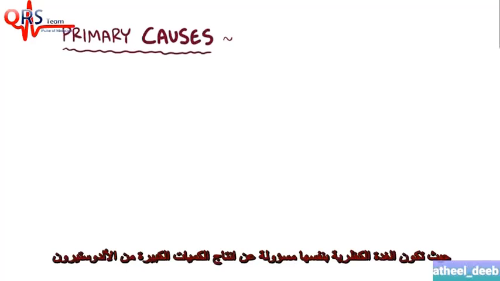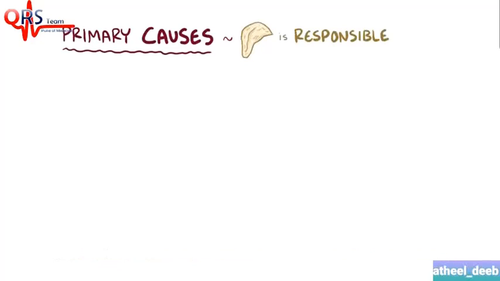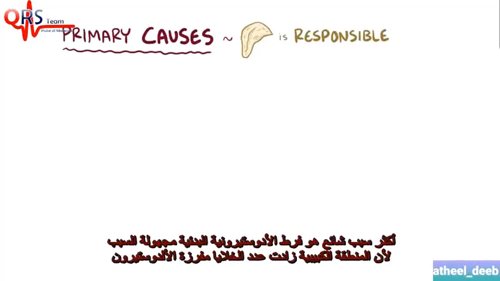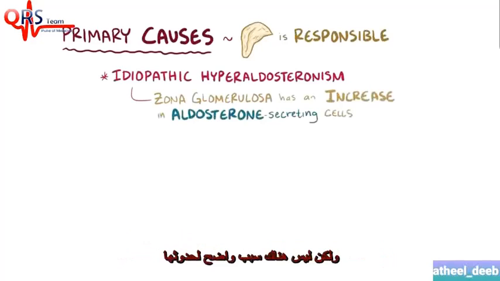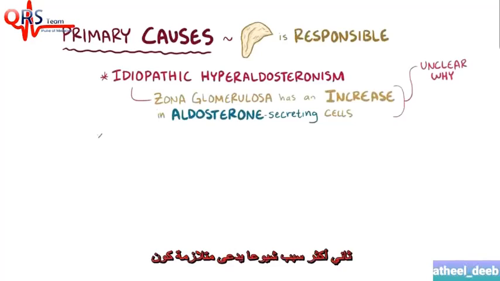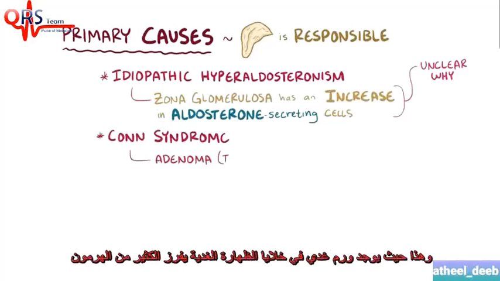Hyperaldosteronism can happen due to primary causes, which is where the adrenal gland itself is responsible for the excess production of aldosterone. The most common primary cause is called idiopathic hyperaldosteronism, because the zona glomerulosa has an increase in the number of cells secreting aldosterone, but it's not really clear why this happens. The second most common cause is called Conn syndrome, and this is where an adenoma or tumor in the glandular epithelial cells secrete too much aldosterone.